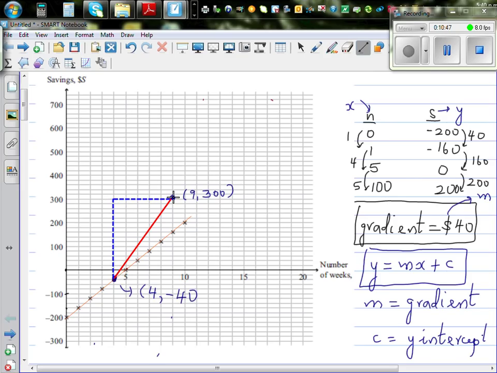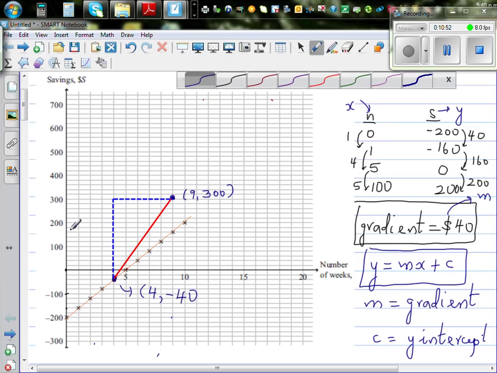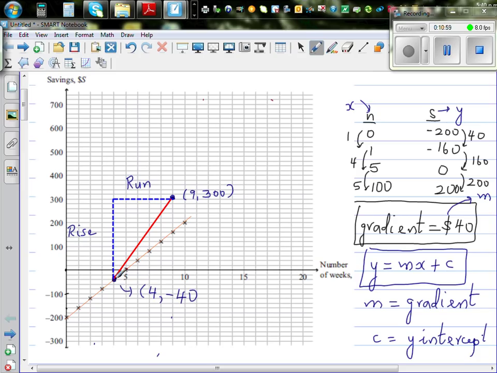What's the rise? I'm talking about this red line. This is your rise, and this is your run. Blake's saving was minus 40, and now it has reached 300. So the rise, from minus 40 to 300, is 340. The run is from week 4 to week 9, so the run is 5. So the gradient of this red line is rise over run, which is 340 over 5.